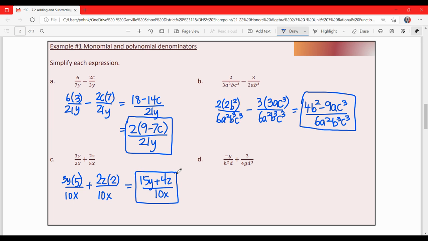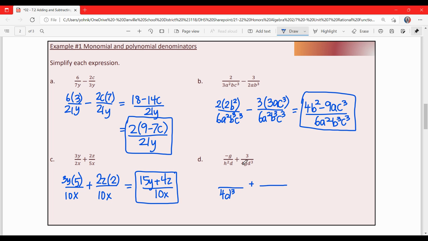Nothing is in common, no GCF, nothing to factor out. I'm done. All right, last one. If we look at letter D, let's see, number-wise, I need a 4. And then let's go alphabetically. So I have D and D cubed. Higher one is D cubed.